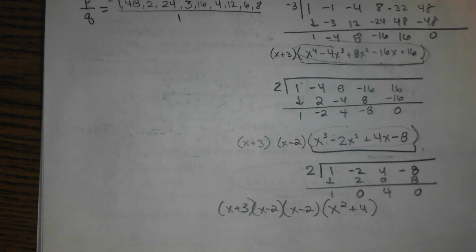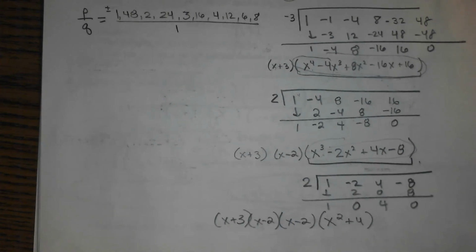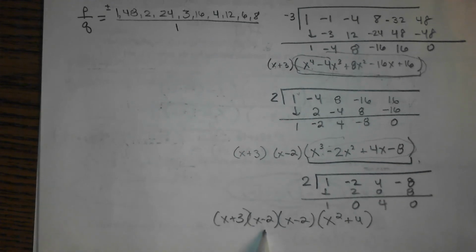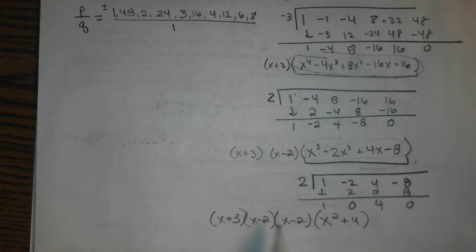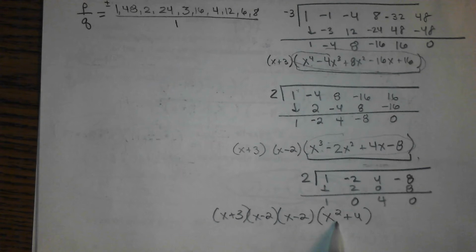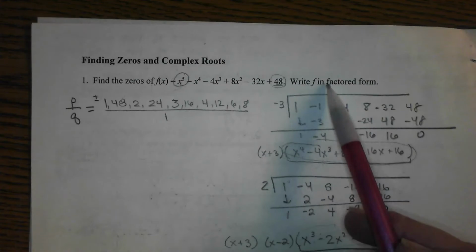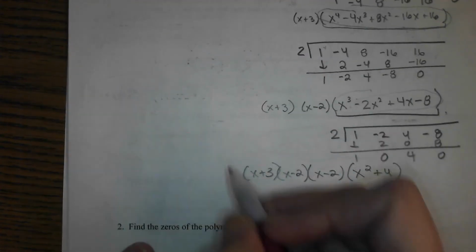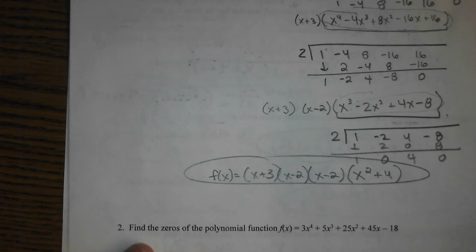So remember that we had a degree of 5. Those 5 degrees are still accounted for. Here's 1, here's 2, here's 3, here's 4 and 5. I have 3 linears, which is 1, 1, and 1, and a quadratic, which is 2. That adds up to 5 total. So all 5 roots are accounted for. So they want f in factored form, which we have.